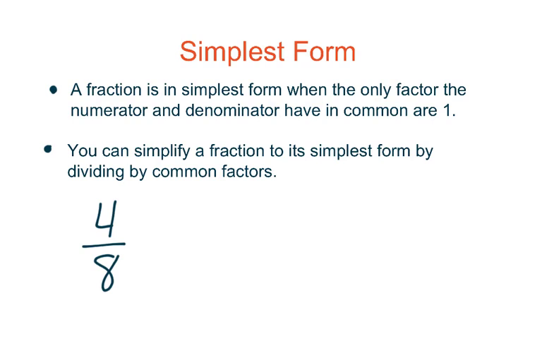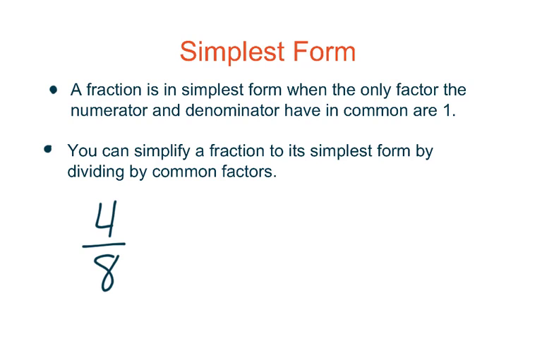A hint that can help us: if both numbers are even, we know that they're both going to have factors of 2, or they're both going to be divisible by 2. This is a really good way for us to just jump off and start doing some division. If both are even, we can divide by 2.